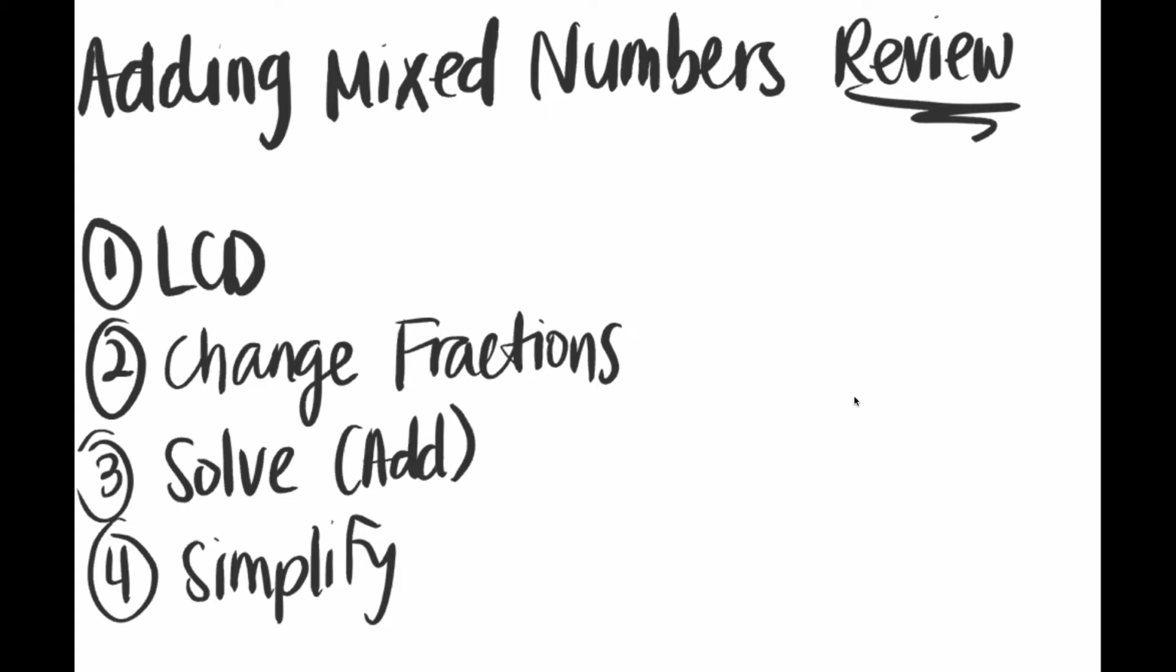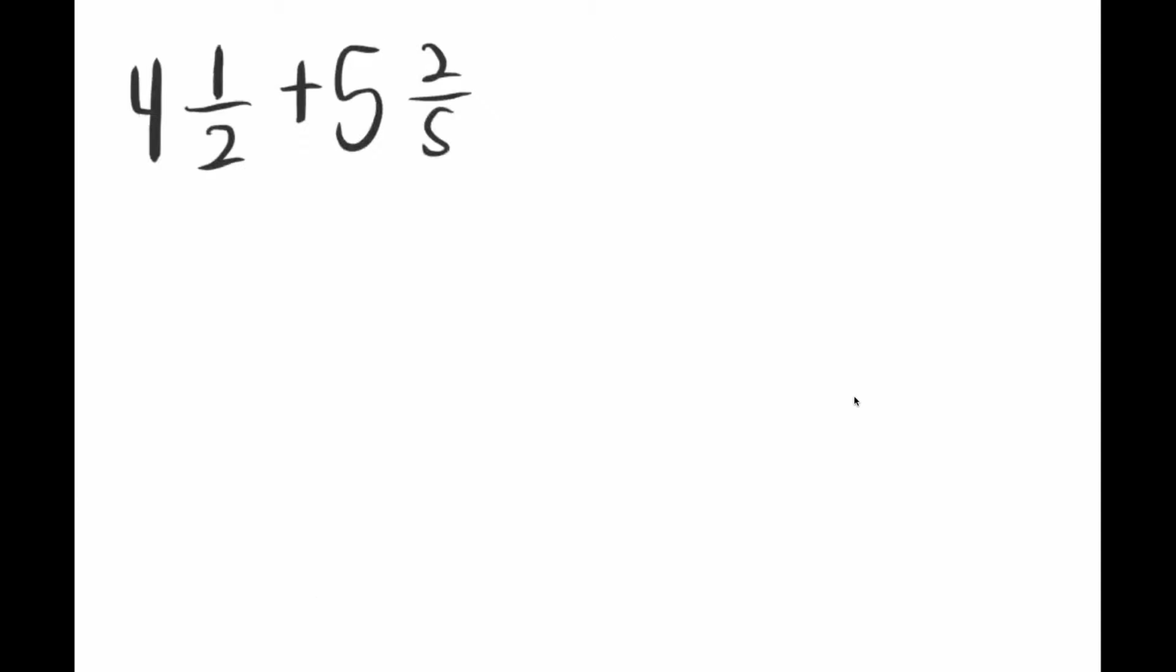So if you remember, there are 4 steps that we talked about. The first one is finding the LCD of both your fractions. Since your denominators will be different, we have to find the lowest common denominator. The second step would be to change your fractions by multiplying. Then once you have the denominators the same, you can go ahead and solve by adding. And then at the end, once you have your answer, make sure it's simplified. So we're only going to do a couple together, and then you're going to have a worksheet to solve some problems.